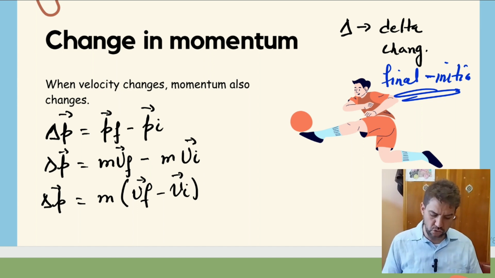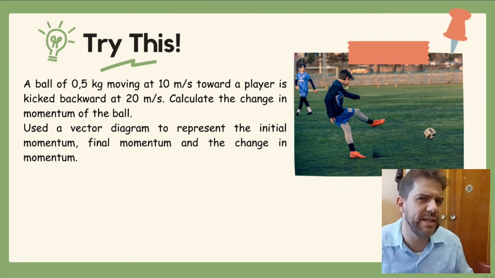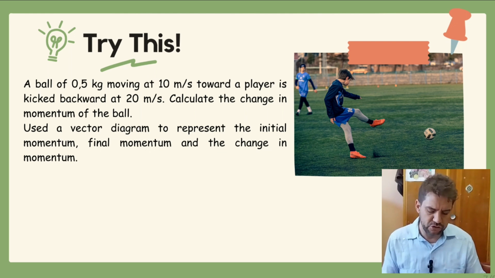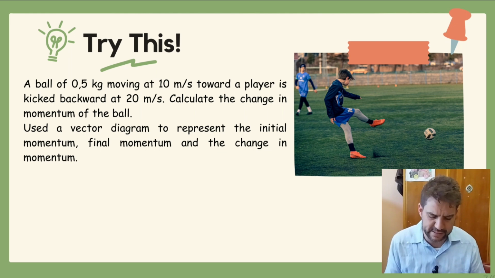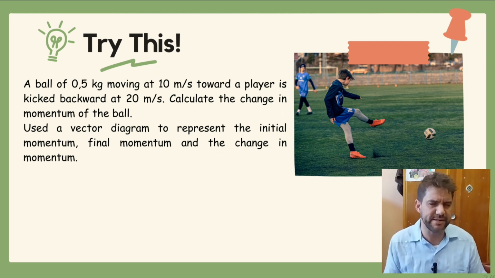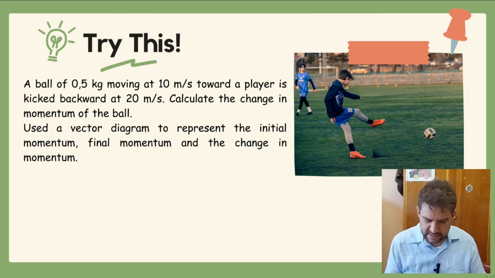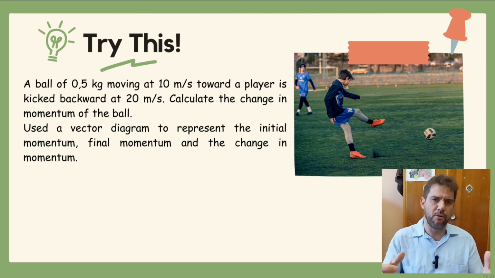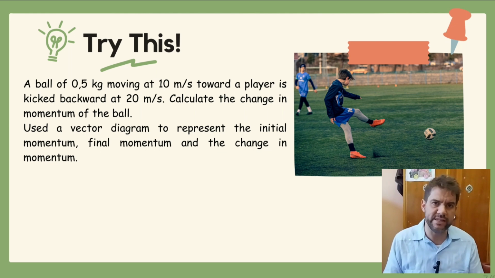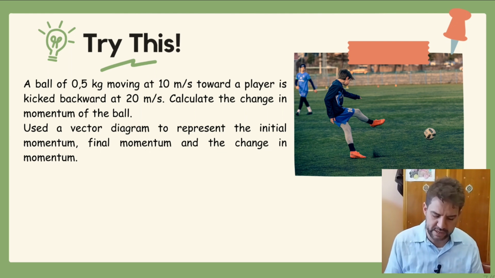Guys, this change in momentum is quite simple. Now, we're going to look at one example. This could be a little bit more tricky than the previous example, so let's see what is happening here. A ball of 0.5 kilograms moving at 10 m/s towards a player is kicked backward. So a ball is coming and the soccer player kicks that ball in the opposite direction. Calculate the change in momentum of the ball, and then, very important, use a vector diagram to represent the initial momentum, final momentum, and change in momentum.